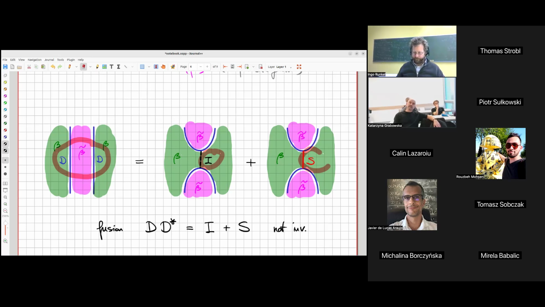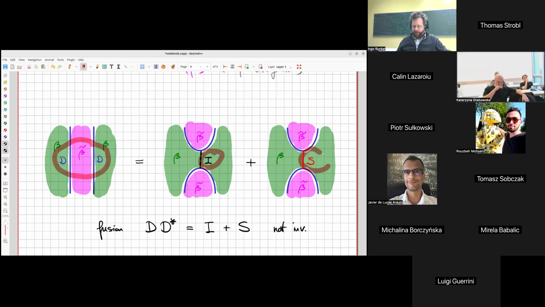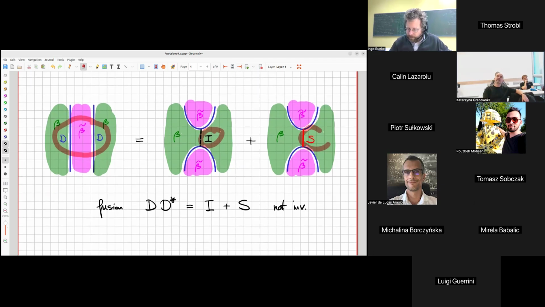I have another question. What about D dual times D? Is this associative? Yes, if you do D dual D, you get the same kind of answer. Okay, thank you. It's also this, but I'm not going to give any details.